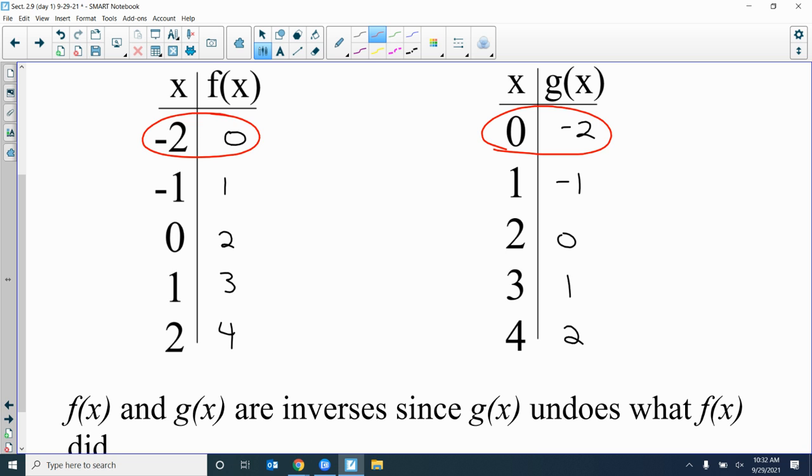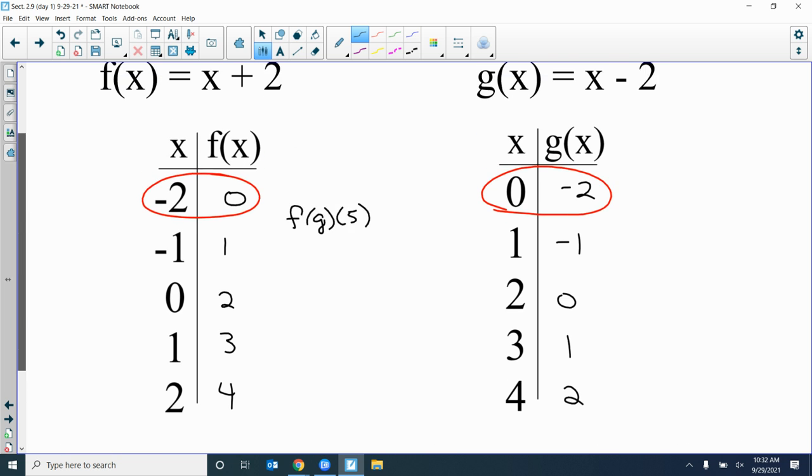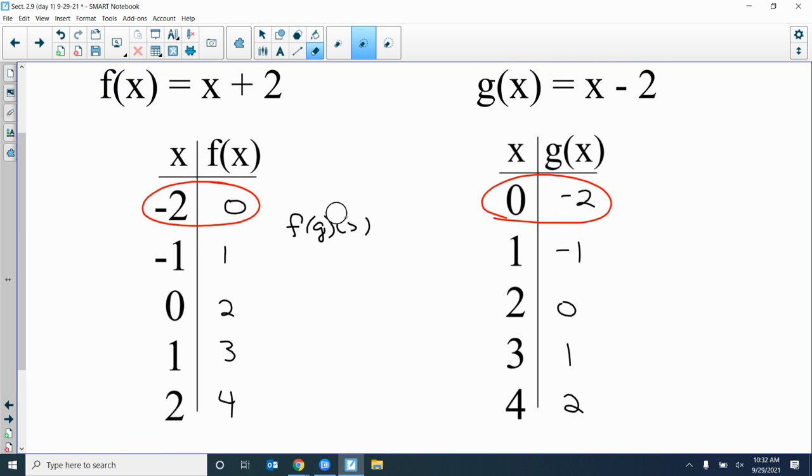So I want you to think about this. What is f of g of 5? Okay, let's take a look at that. I didn't really write that down right. Hold on.